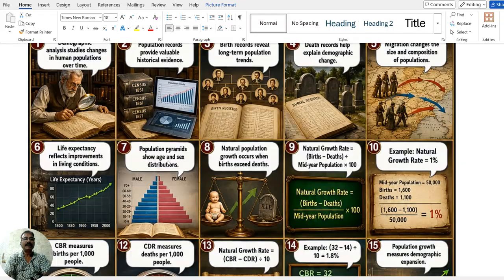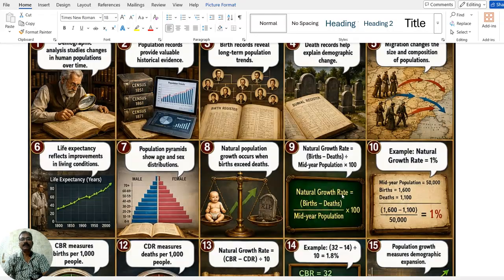Population pyramid shows age and sex distribution, that is, male-female composition with respect to different age structure. How this pyramid can be drawn in Excel will be shown later on. Natural population growth occurs when birth exceeds death. Natural growth rate equals birth minus death divided by mid-year population, times 100.